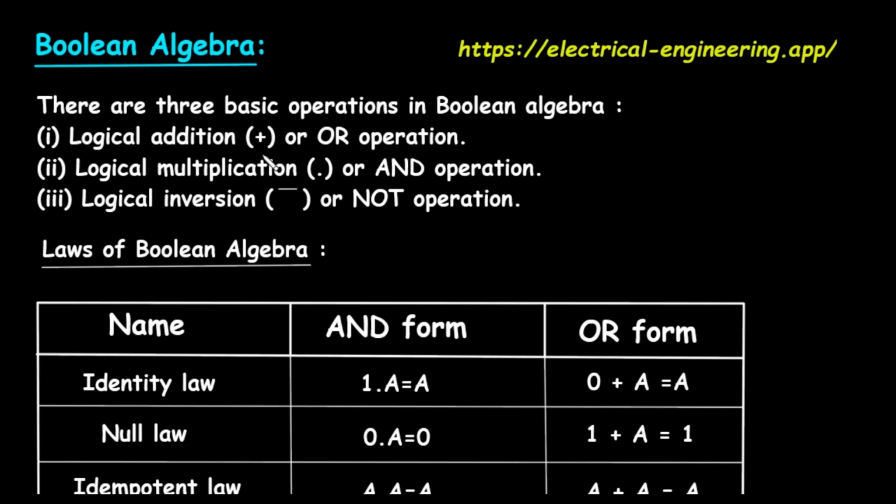Unlike regular algebra, where variables can be any number, in Boolean algebra, variables can only have one of two values, either true or false. In electronics and computer science, we represent these as 1 for true, and 0 for false.